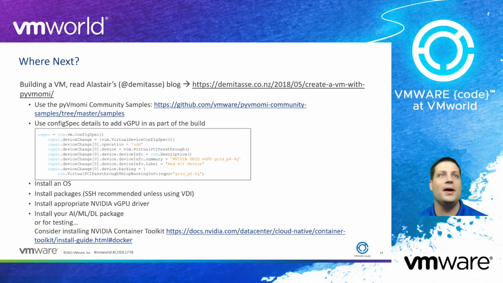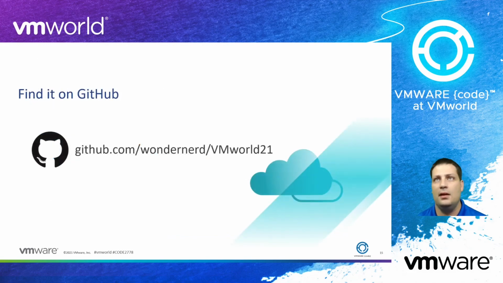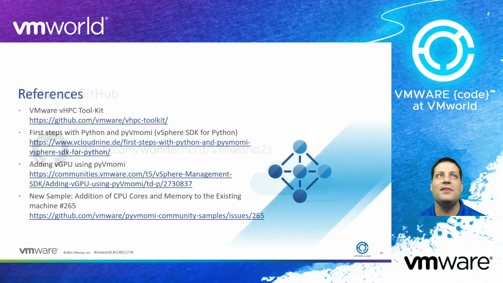Then we install an OS, we install our packages, we install the appropriate NVIDIA vGPU driver, and then install an AI, ML, or DL package. Or if you want to do testing, you may want to consider installing the NVIDIA container toolkit, and the link's right there. You'll be able to get all the details on how to do that and how to test that your GPU, or in this case vGPU, is working. Again, you can find all of this on GitHub, so please take advantage of that.